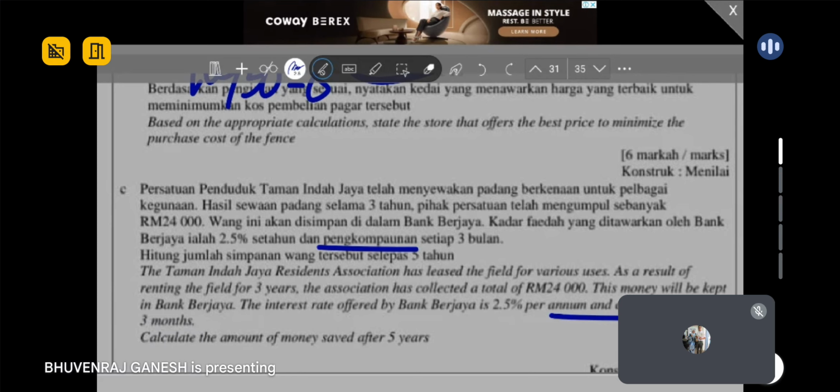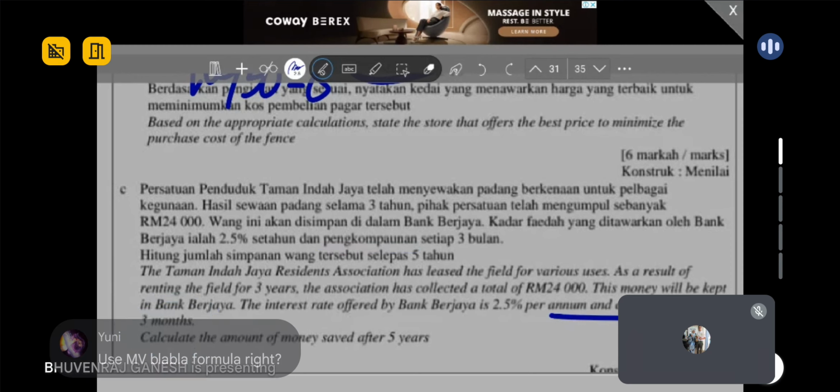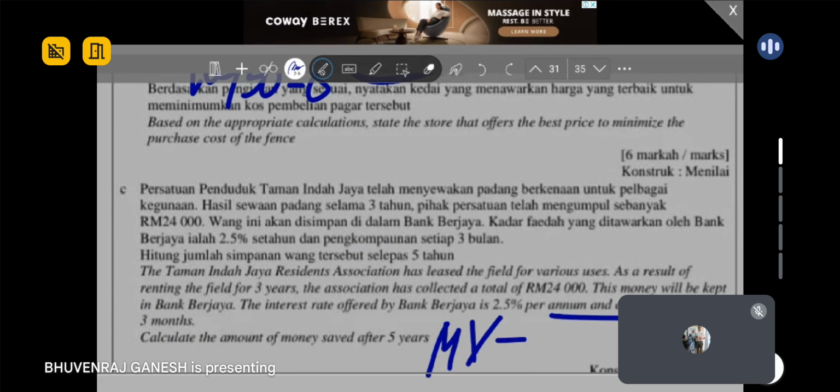Yes. Okay, this one is compound interest, guys. Whenever you see the time period "compound every 3 months", this is known as compound interest. So guys, what is the formula? Yes, the formula MV. You can refer in front of your paper also. Rumus ni sudah diberi dalam exam. So you just need to apply it.